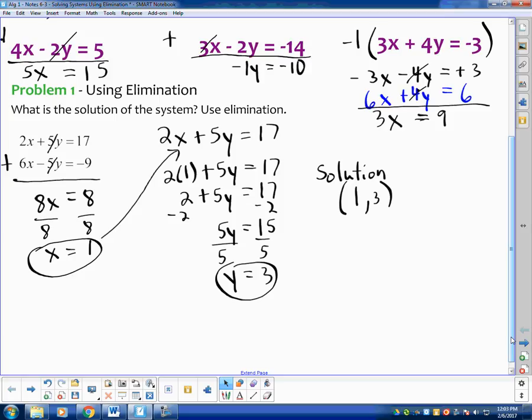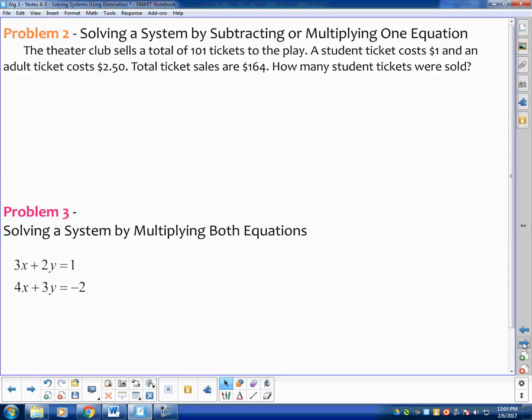You can flip to the back side here. We have a word problem. Real life sort of problem. We're going to set up the problem and use elimination to solve it. All right, it says the theater club sells a total of 101 tickets to the play. They sell student tickets and they sell adult tickets for different prices. Okay, that's pretty typical.